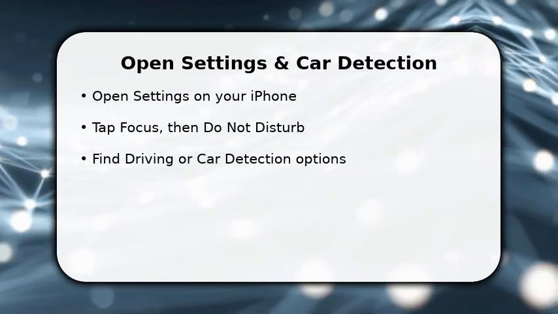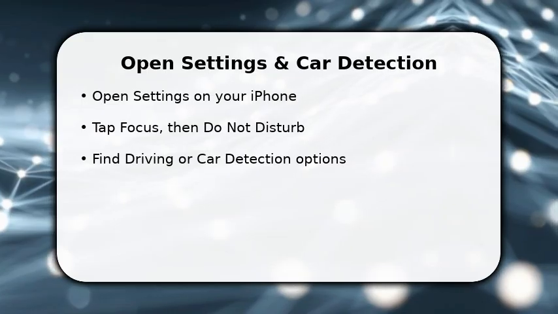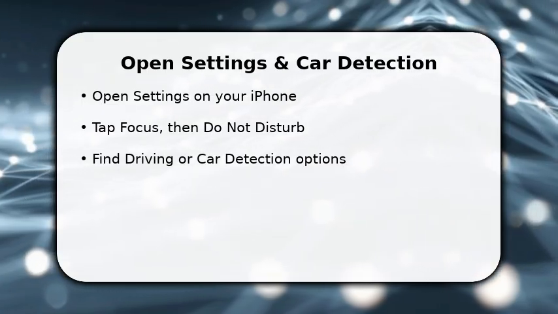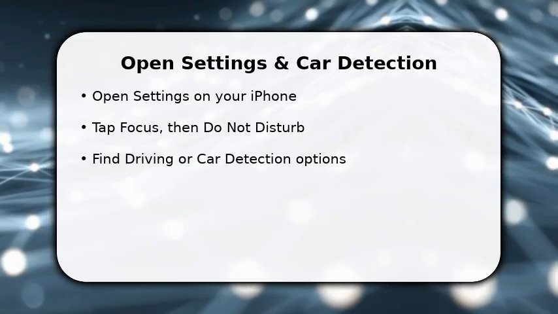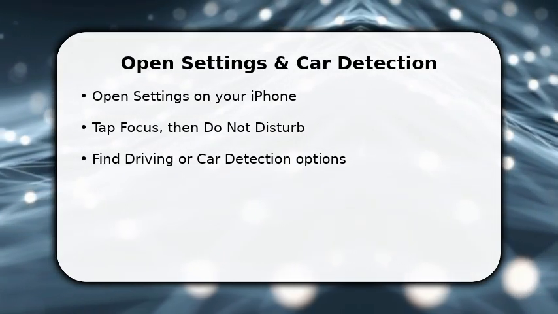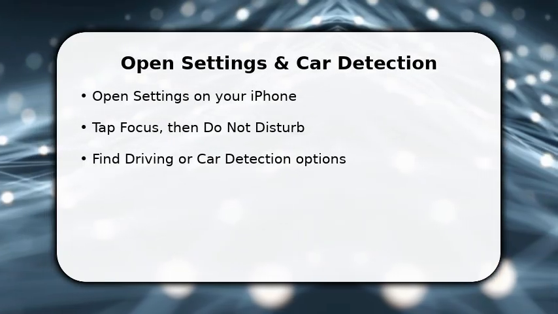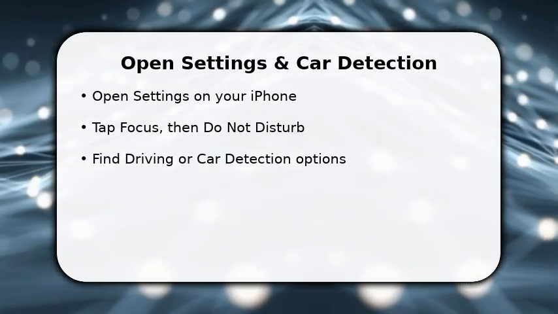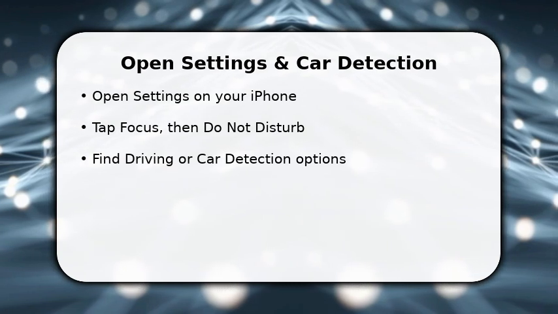Next, tap Driving to open its options. You're doing this so your phone can automatically limit distractions when motion and car Bluetooth suggest you're driving. Set up now so the phone can act without asking every trip. This reduces manual switching and keeps notifications off while you're behind the wheel.